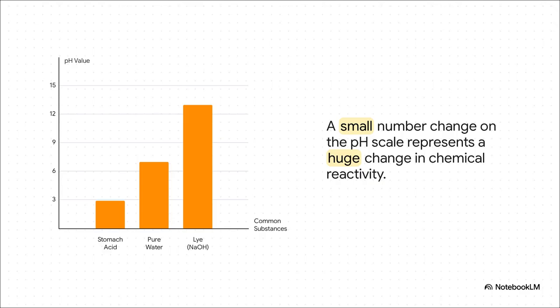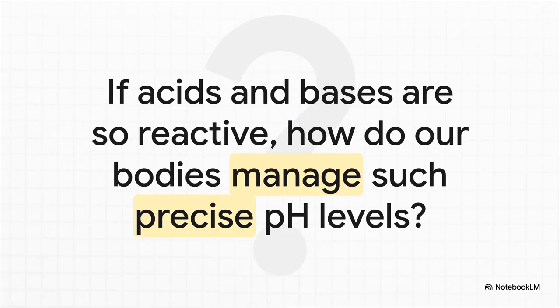It means a change from pH 7 to pH 6 doesn't mean it's just a little bit more acidic. It means it's 10 times more acidic. So these small number changes actually represent huge leaps in chemical reactivity. And this brings up a really critical question.